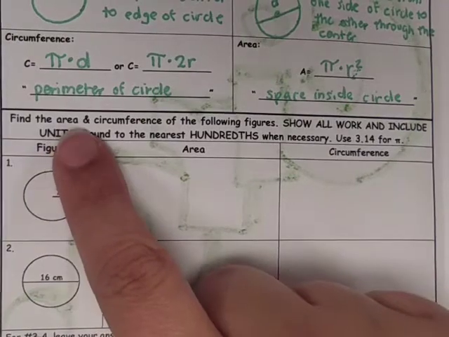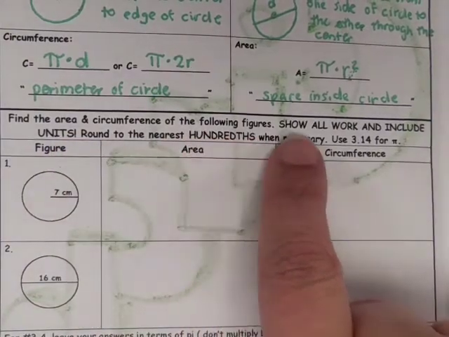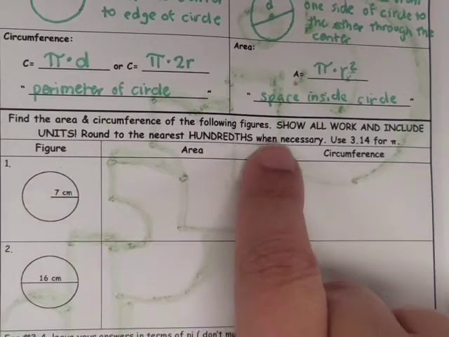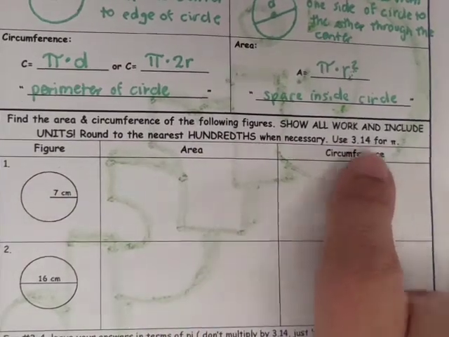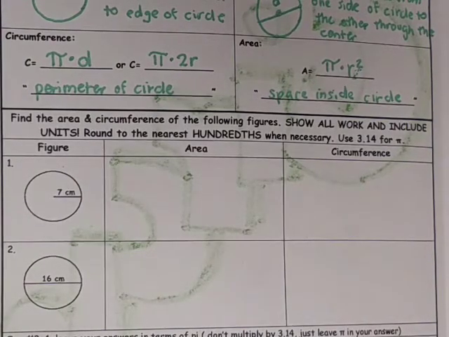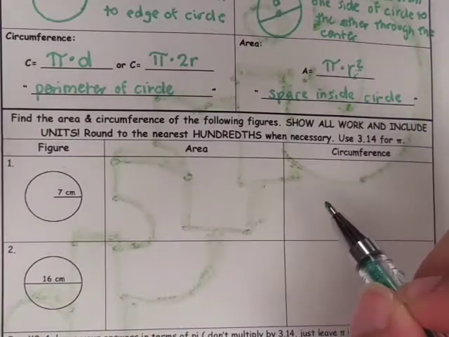So we're going to find the area and the circumference of the following figures. We're going to make sure we show all of our work and include units. We're going to round to the nearest hundredths place when necessary, and we're going to use 3.14 for pi. Now, we are going to do some other things where we leave it in terms of pi, just so that we can practice doing it both ways. And I'll let you know what I mean.